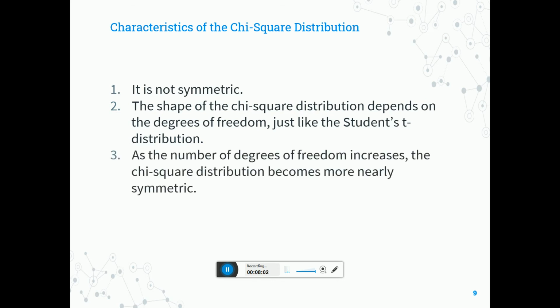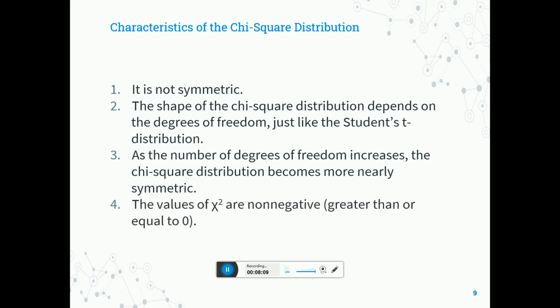And as the number of degrees of freedom increases, the chi-square distribution becomes more nearly symmetric, but never quite symmetric. And then because of the squareness of it, we will never have negative values. All of our values will either be 0 or positive, which is what this non-negative means.